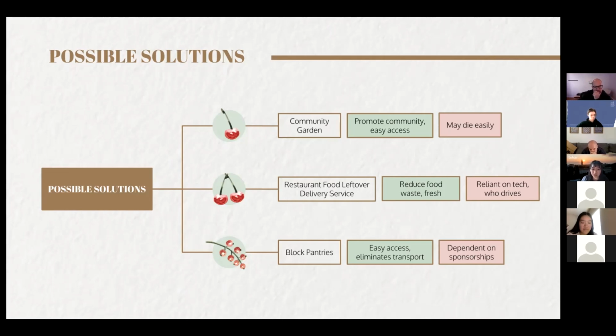And finally, I thought of block pantries, which would be basically small pantries around the block. This would provide easy access to healthy foods and eliminates the need for people to transport there. However, the con is that it might be dependent on sponsorships and partnerships.